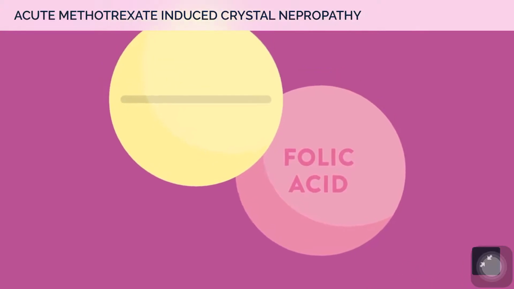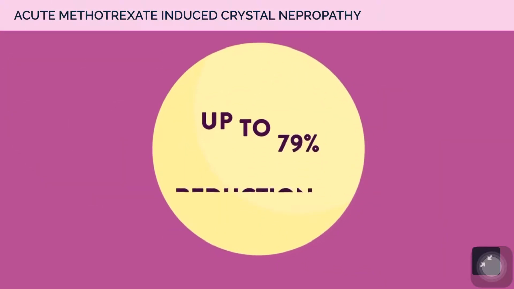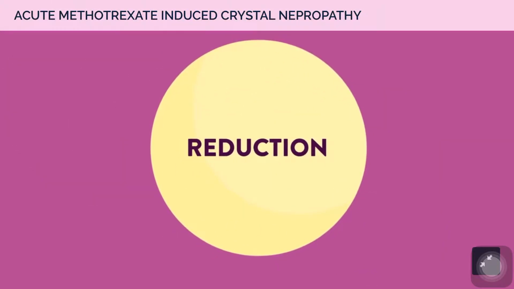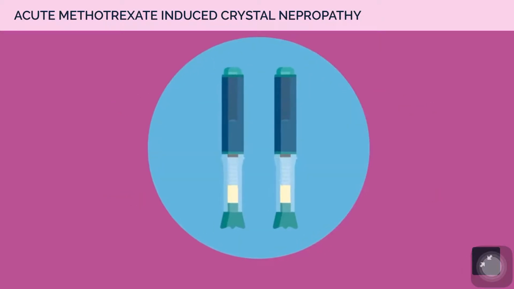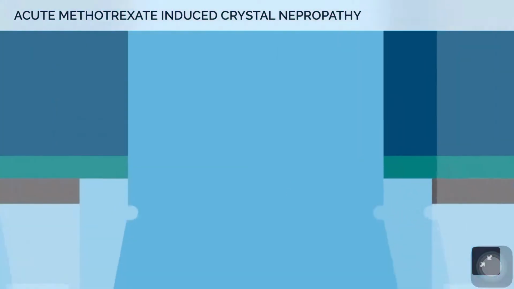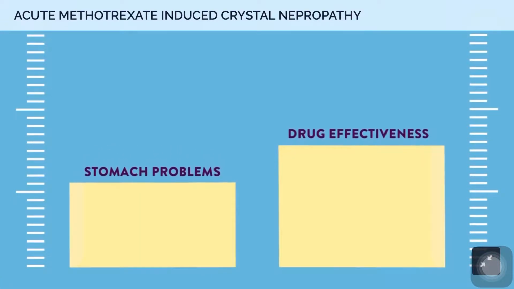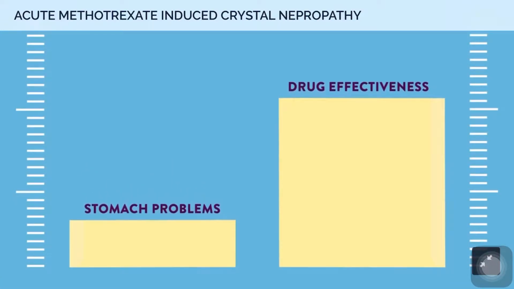Studies show that taking a folic acid supplement reduces side effects by up to 79%, and changing from tablets to injectable methotrexate is also proven to reduce stomach problems whilst increasing the effectiveness of the drug.